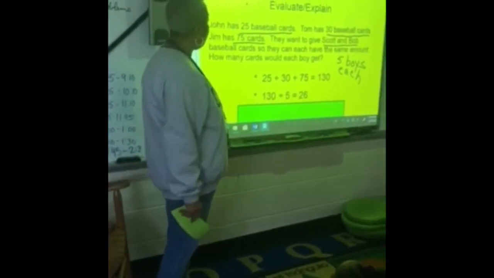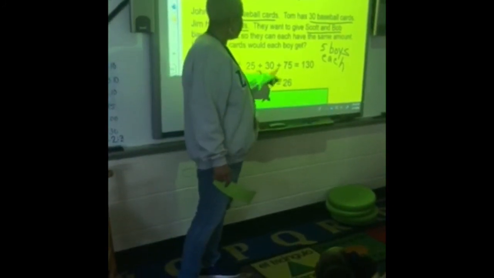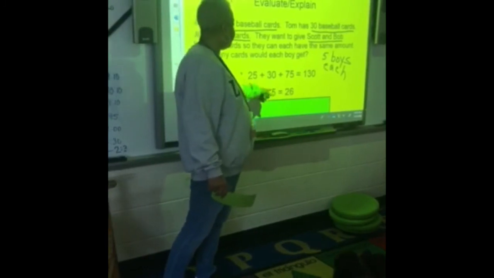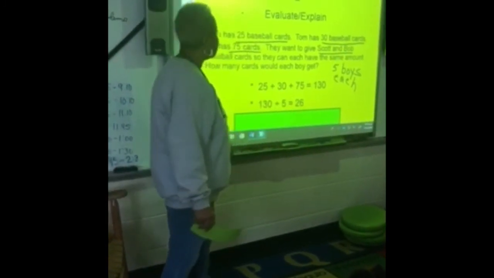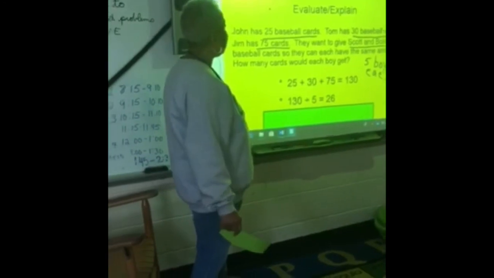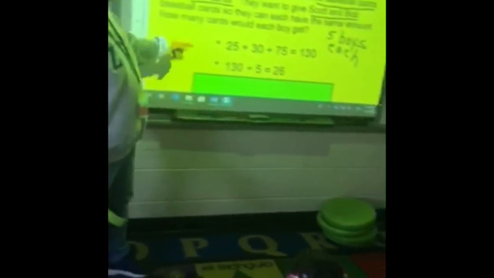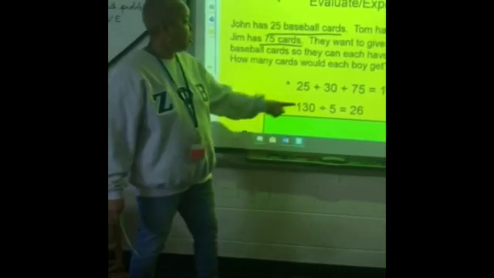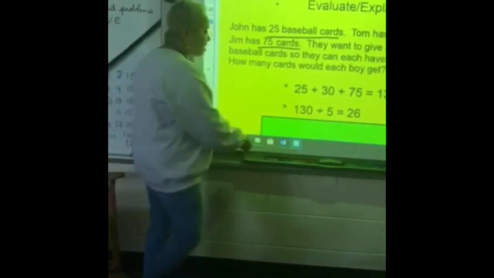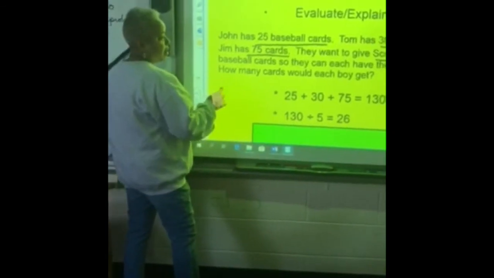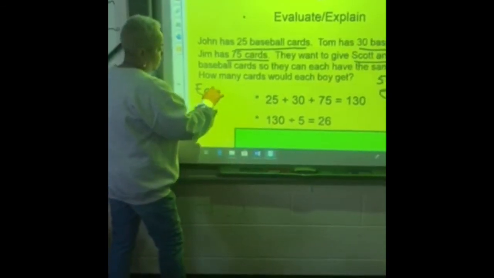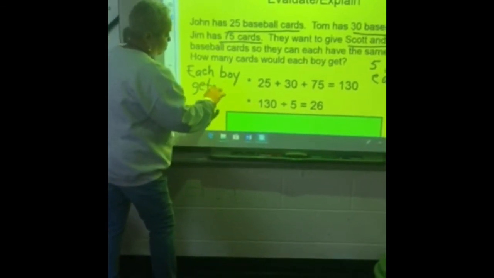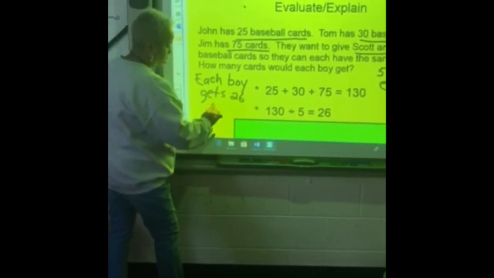And to verify the problem, it was 25 plus 30 plus 75 is 130. Then it was 130 divided by 5 equals 26. So I've evaluated and I have explained. I did addition first, then I did division to come up with my answer. And then the last thing you would do once again is say, each boy gets 26 cards.